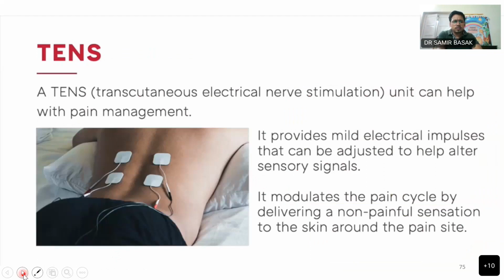TENS is usually done by physiotherapists. Our pain system is regulated by the larger A beta fibers. Electrical nerve stimulation, with electric impulses, adjusts our sensory stimuli, so it modulates our pain. This is TENS, transcutaneous electric nerve stimulation.